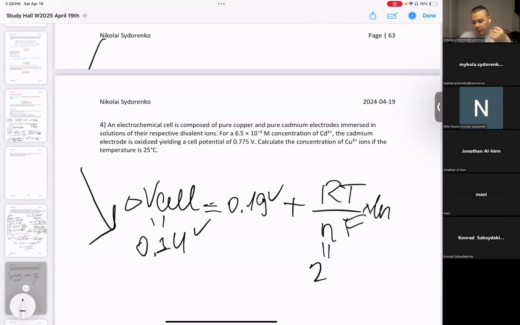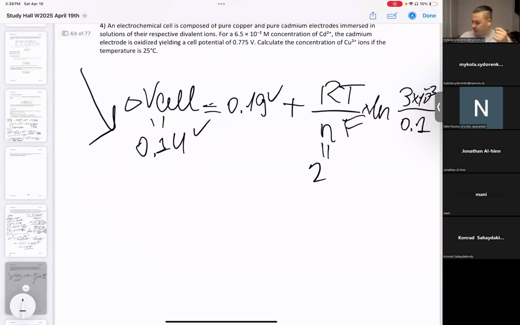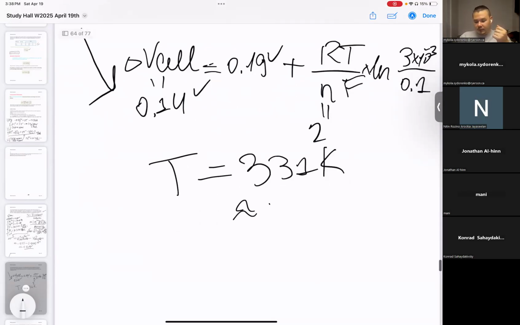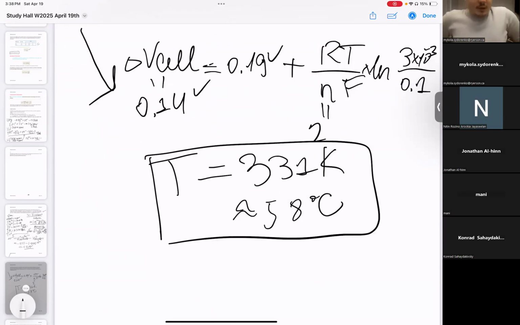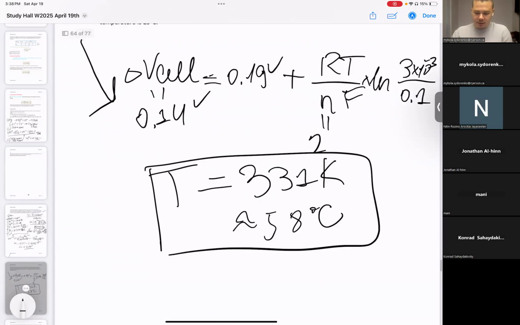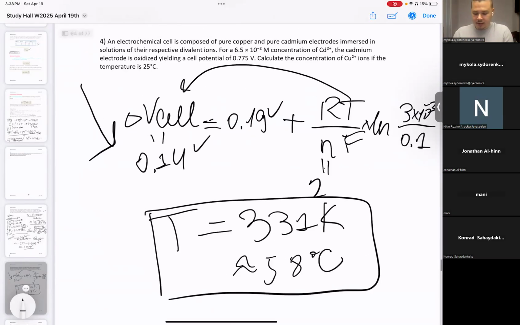Times natural logarithm of your concentration. So it's 3, -3, 0.1. So you basically end up with a temperature of 331 Kelvin, which is roughly equal to 58 degrees Celsius. So that's the answer to this question, guys. Again, you just simply isolate for T here. It's going to take a little bit of math here, but shouldn't be too bad.